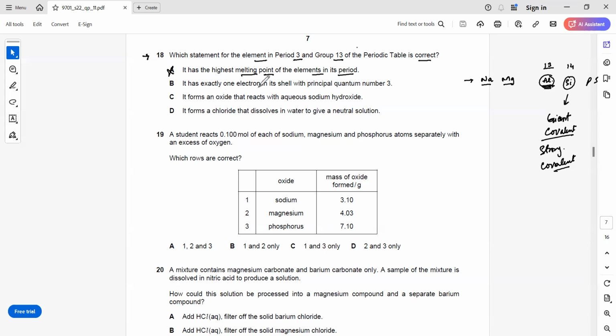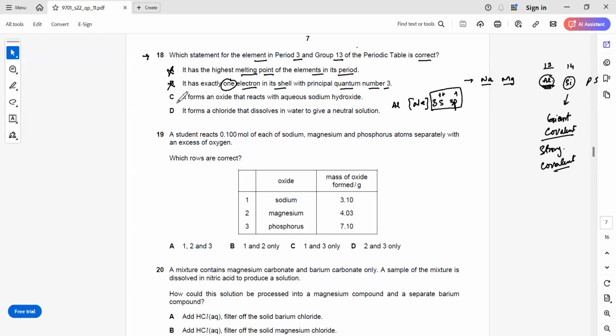Option B: it has exactly one electron in its shell with principal quantum number 3. Okay, when we look at the configuration of aluminium, we know that neon has 10 electrons, and after that there is 3s2 and 3p1. So this is the outermost shell, and it has 3 electrons in it. So they are saying 1 electron in its principal quantum number 3, meaning the third shell. So that is also incorrect.